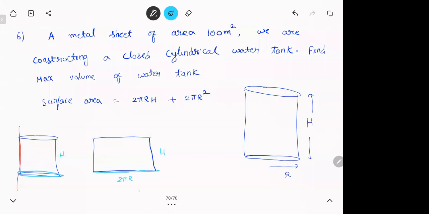So what is the area then? 2 pi r into h, right? Area of rectangle. Hope you're getting this. So curved surface area is 2 pi r into h.